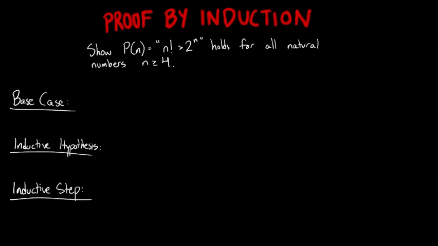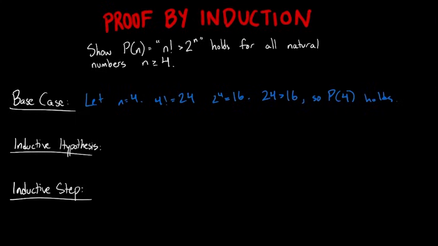So we say, let n equal 4. Then if we plug in 4 into this, we get 4 factorial is equal to 24, and 2 to the 4th power is equal to 16. 24 is greater than 16, so the statement holds when n is equal to 4.